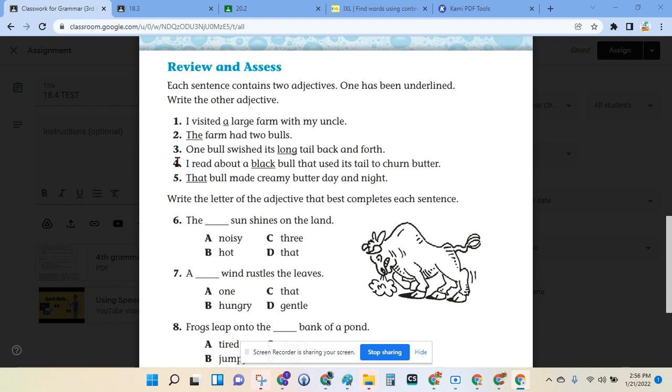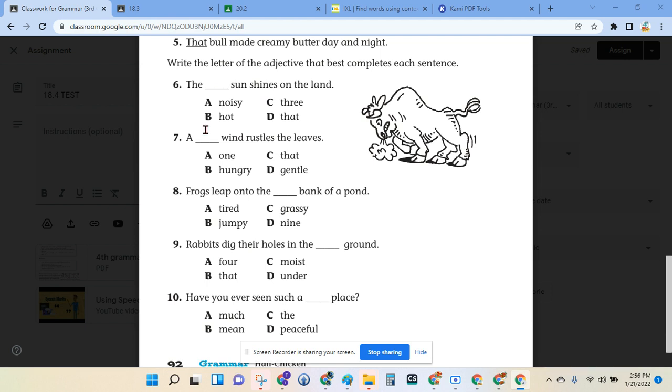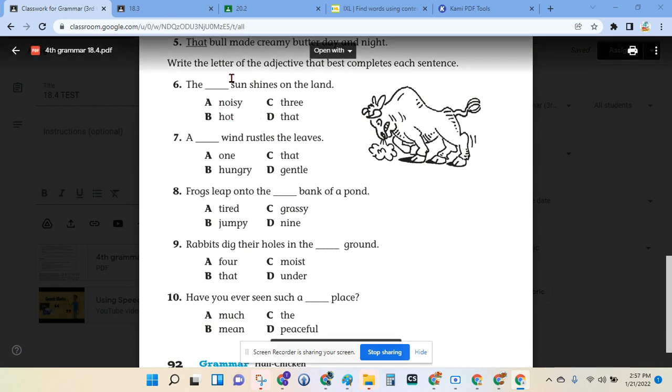So you should know this already, but then down here on 6 through 10, figure out which adjective would be best used in these sentences.